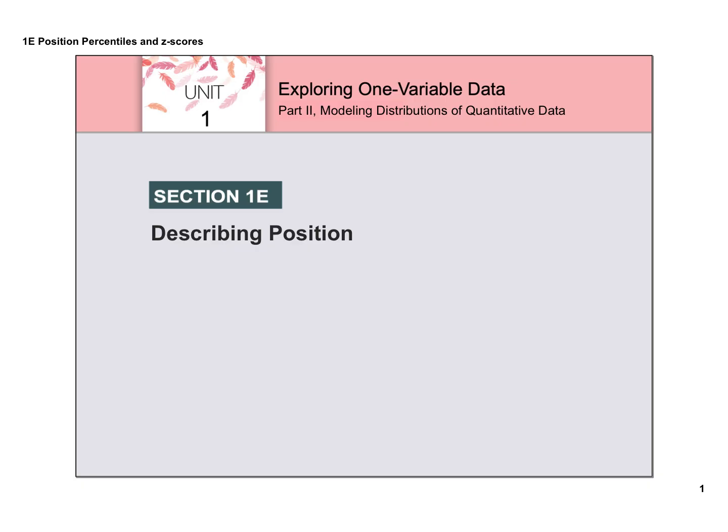We are going to start talking about describing position today. Section 1E covers position and percentiles and standard deviation and transforming data and a whole bunch of good stuff. So there's quite a few things that we'll get through. We're going to split this section up into two parts. This is your first part.